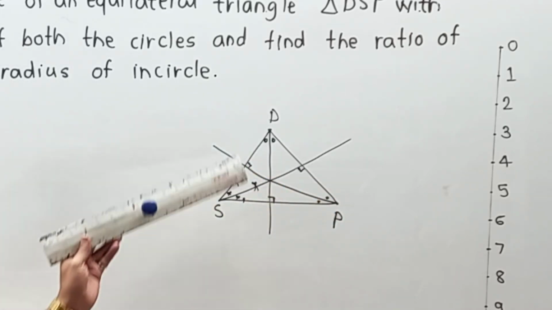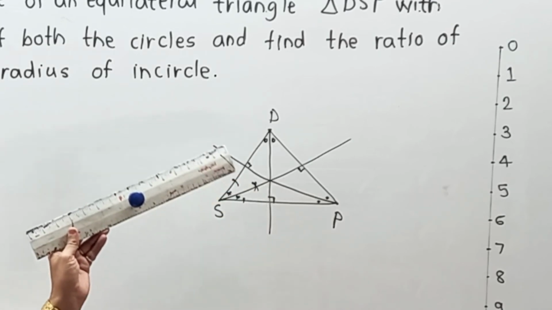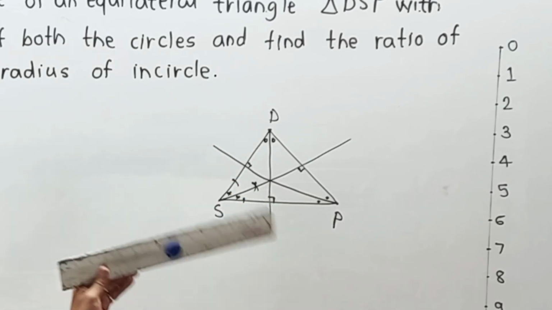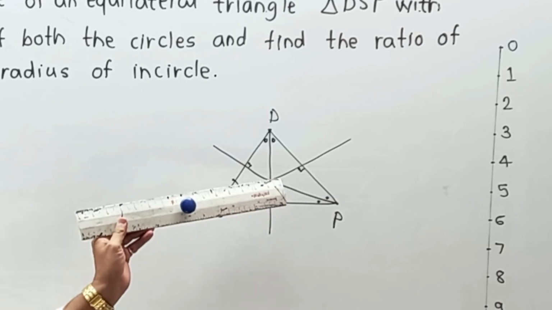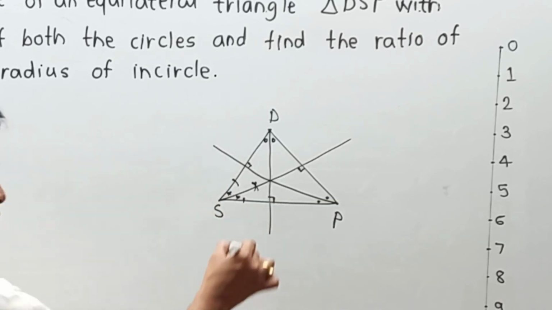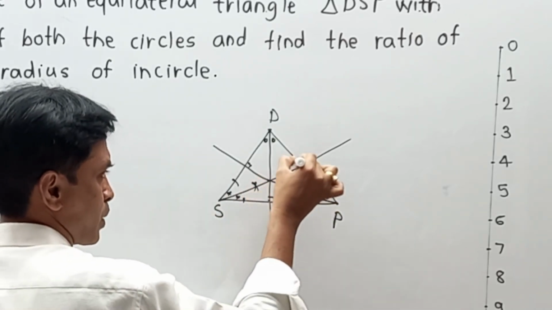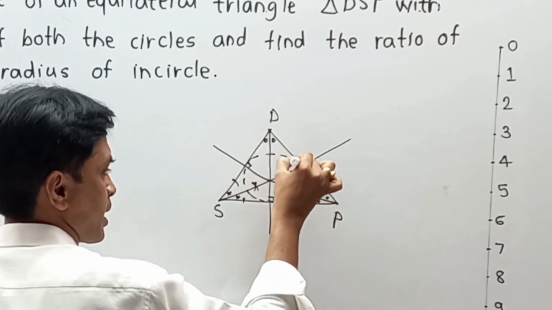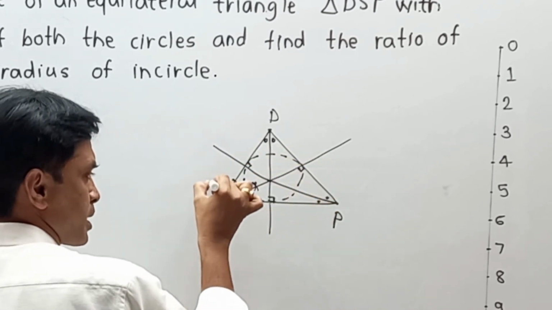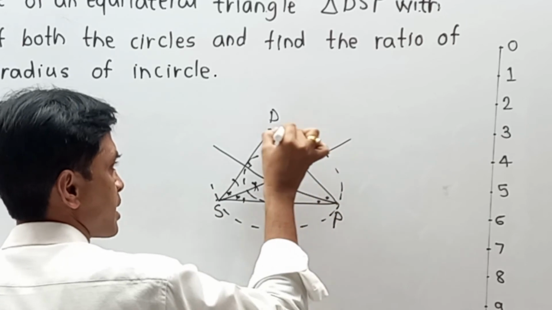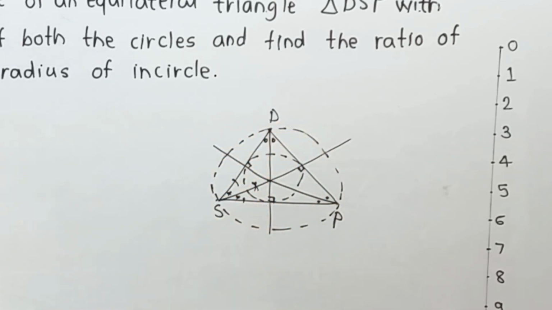Now here, instead of drawing all three angle bisectors or all three perpendicular bisectors, you can take any two sides' perpendicular bisectors and you will get the center. And with the help of the first part, we can draw the incircle, and with any point on the circumference, we take that radius and we can draw the circumcircle.